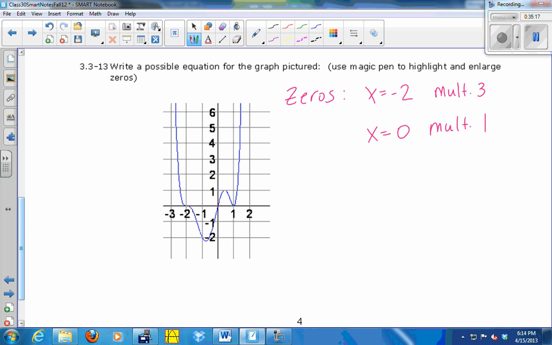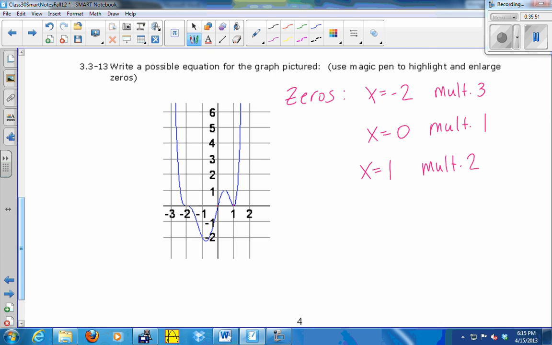And then finally, I have x equals 1. What would the multiplicity of that one be, even or odd? Even, because it doesn't bounce off. It looks like a quadratic, so it's got to be even. The smallest even degree would be 2. So to keep things as easy on us as possible, we'll say it's multiplicity 2. It could be 4 or 6 or 8, right? But I'm going to make the smallest polynomial possible.